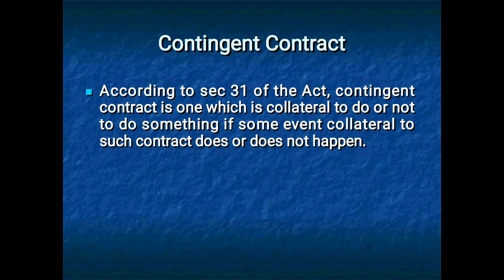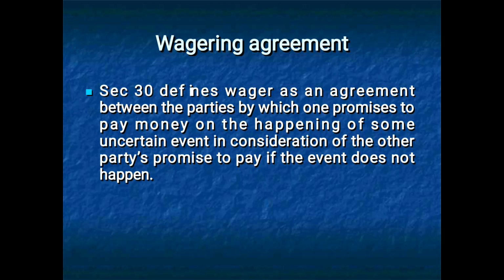So this type of contract, which is based on some events, whether they happen or not, that is based on outcomes, is called a contingent contract. Next one is wagering agreement. Literally, the word wager means bet or gambling.